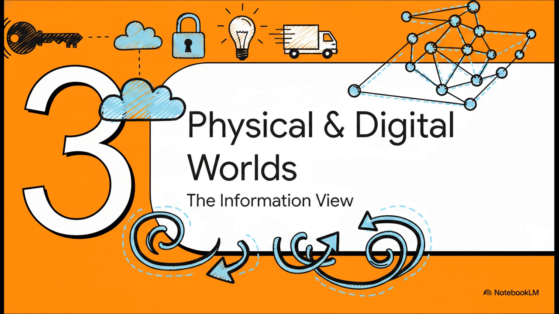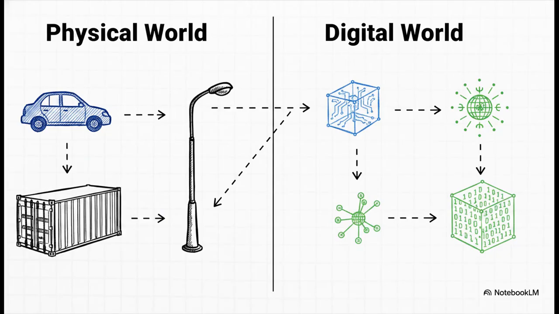Okay, so let's zoom in on one of the coolest ideas in this whole blueprint, the idea of giving every physical object a digital life. This is the heart of what's known as the information view. It's such a simple idea, but it's incredibly powerful. For every single physical thing, whether it's a car, a streetlight, or a package, we create a virtual version of it in the digital world. This is often called a virtual entity, or maybe you've heard the term digital twin. And that twin holds all the important information about its real-world counterpart.